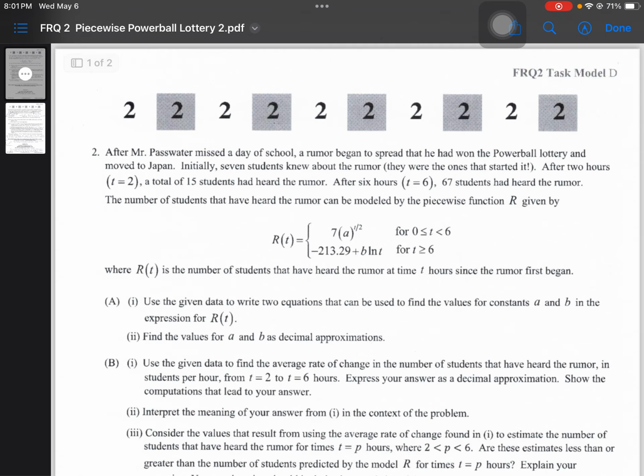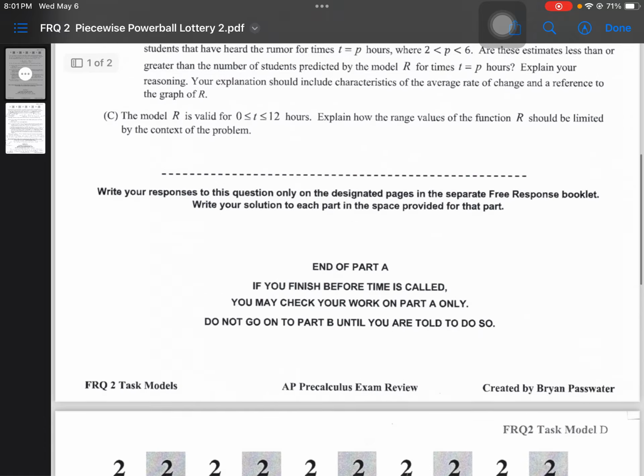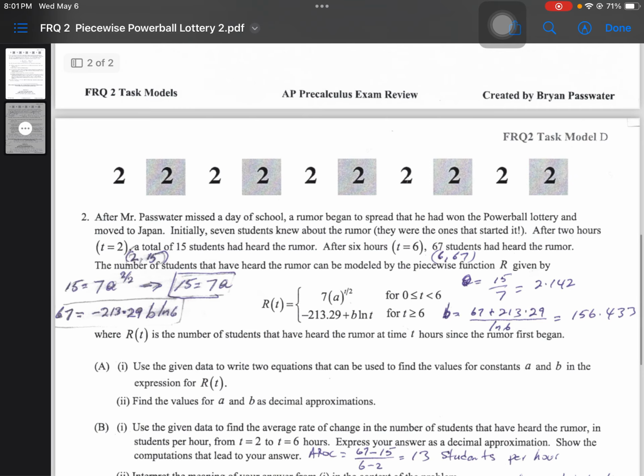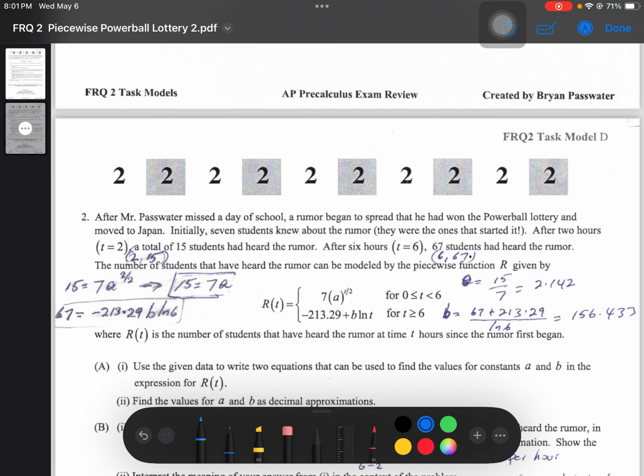Okay, so this is the FRQ we did today, and this is a good one because it is a piecewise function. All right, and we haven't done piecewise in FRQs, so you can pause and read it. I'm just going to go straight to the answer. Okay, here's the key now. So from the FRQ, there are 2 points, right? 6 and 7, and the other one is 2 and 15.